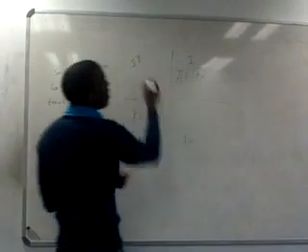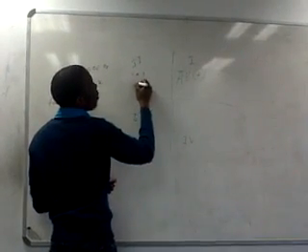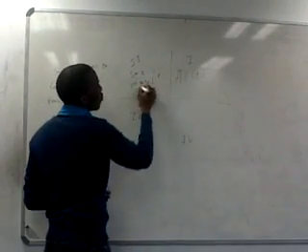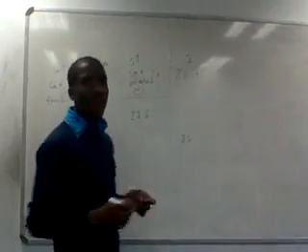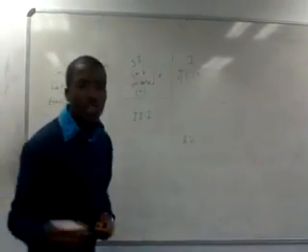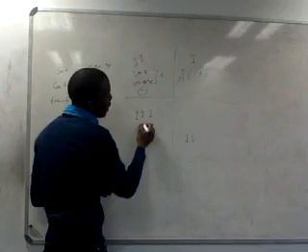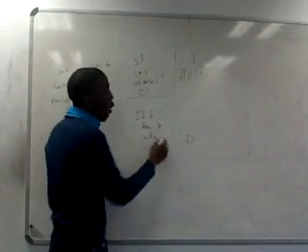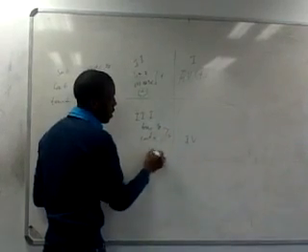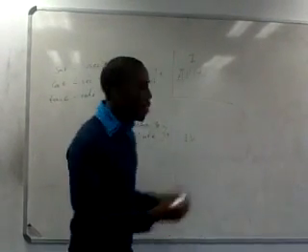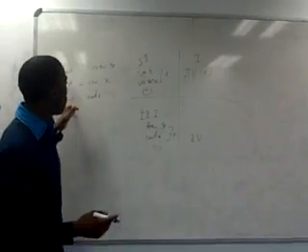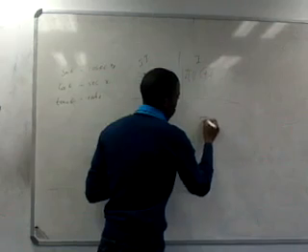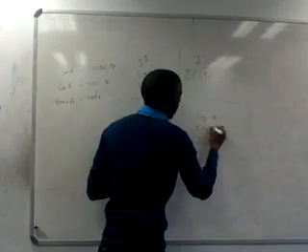Here, in quadrant 2, it's only sine x and cosec x which are positive. The rest of them are negative. Let's jump to quadrant 3. In quadrant 3, only tan x and the reciprocal of tan, which is cot x, are positive. The rest are negative. In quadrant 4, we are only left with cos x and its reciprocal, sec x, being positive.